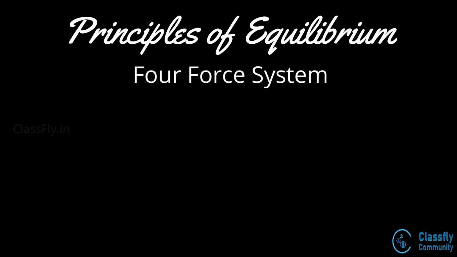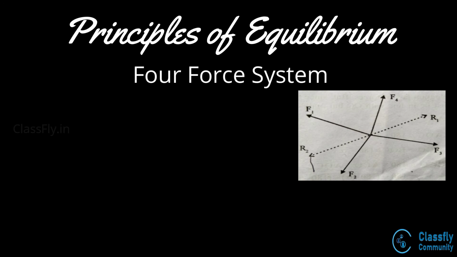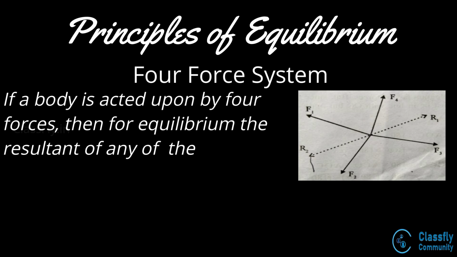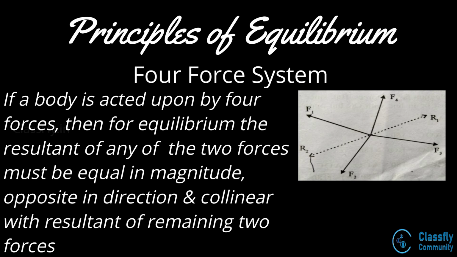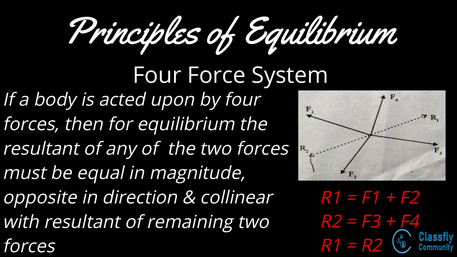Next, the four-force system. Here, four forces simultaneously act upon a body. It states that if a body is acted upon by four forces, then for equilibrium, the resultant of any two forces must be equal, opposite and collinear with the resultant of the remaining two forces. Hence, when there are four forces acting on the body, we get two resultants from these forces, which then behave like a two-force system, and hence the equilibrium of the system can be attained.